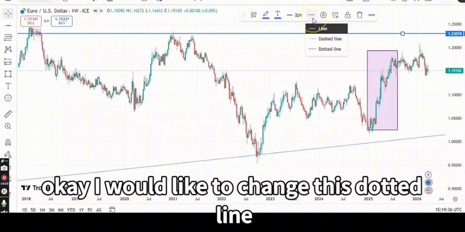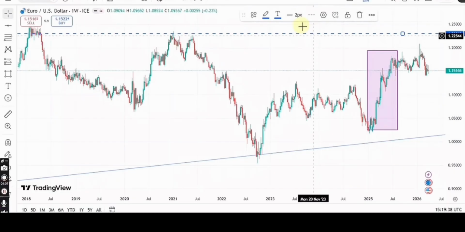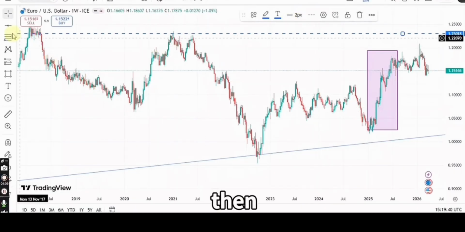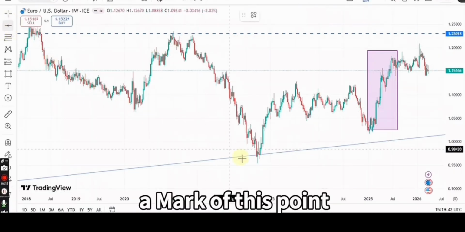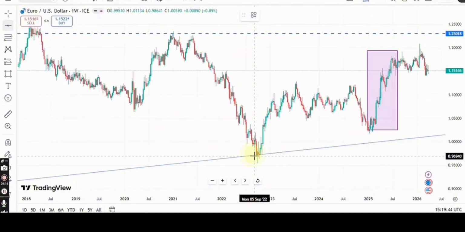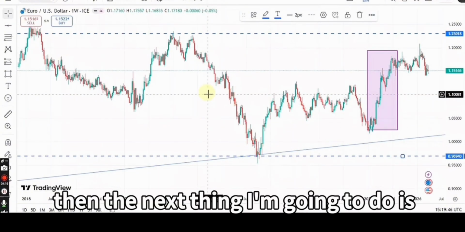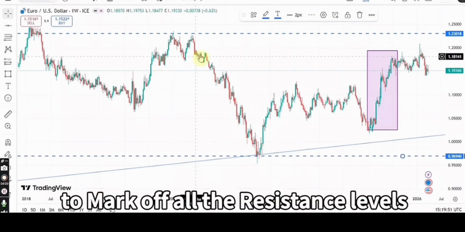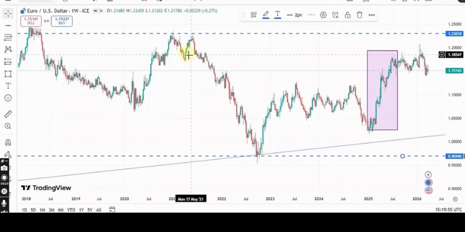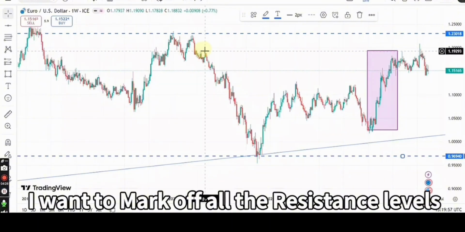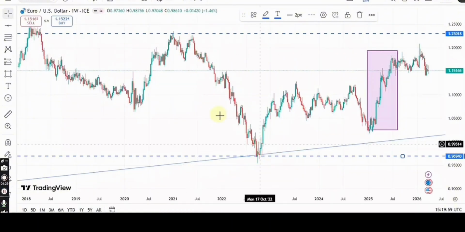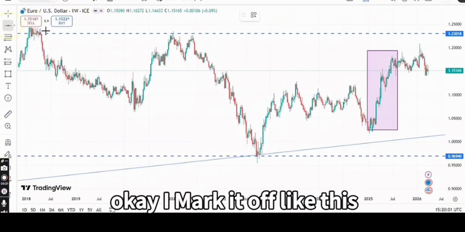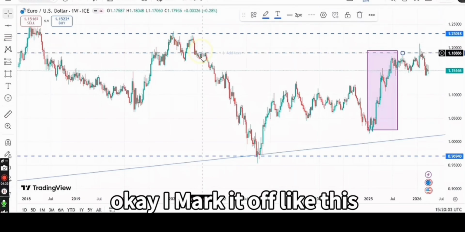Okay, I would like to change this to dotted line. Then I mark off this point. Right? Then the next thing I'm going to do is to mark off all the resistance levels. Okay, I want to mark off all the resistance levels of this downtrend. Okay, I mark it off like this.